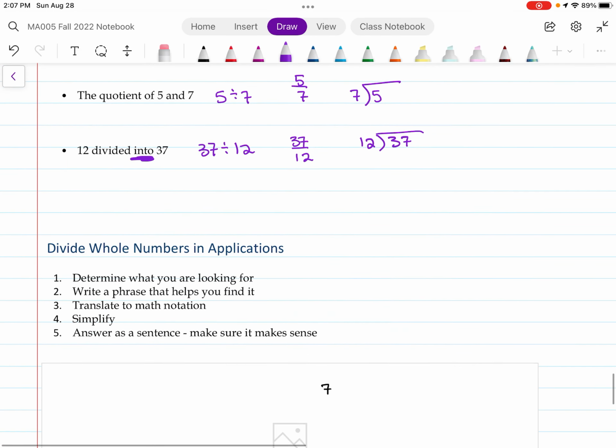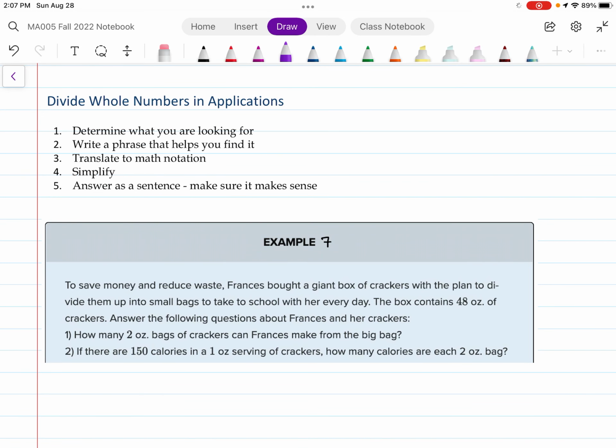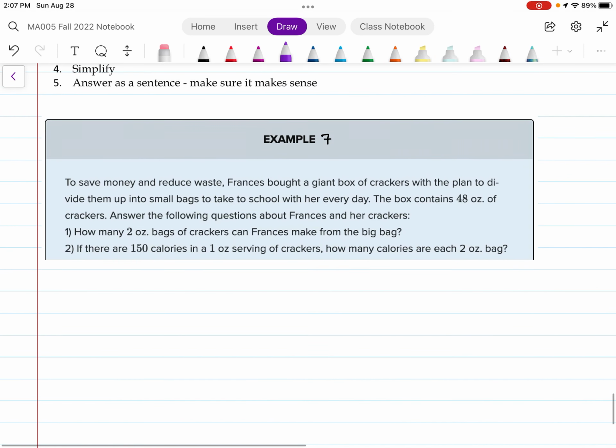All right, so let's practice this in an application. So remember, to determine what you're looking for, write a phrase that helps you find it or say it in your head, okay? I also draw pictures. Translate it to math notation and then simplify it. Answer it as a sentence so it makes sense. Okay, so answer at least in your head, in a sentence.